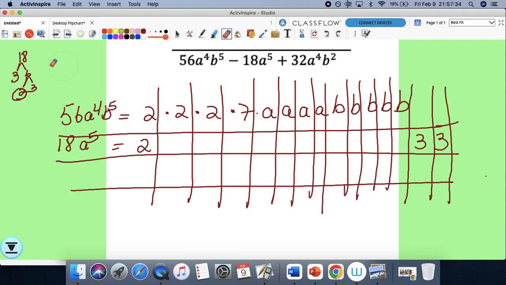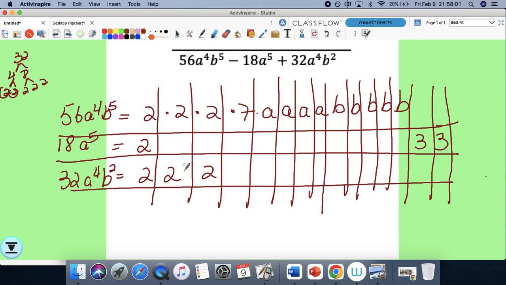So we're going to break 32 and rewrite it as a product of its prime factors. So 32 is 4 times 8. 4 is 2 times 2, and 8 is 2 times 2 times 2. So 32 a to the 4th power, b to the 2nd power, can be written as 2 times... there's 5 2s, 1, 2, 3. Notice that I don't have an existing 2 to write the next 2 under, so I'm going to extend this at the end, make 2 brand new columns. Write a 2 over here under a new column, and a 2 over here under a new column.